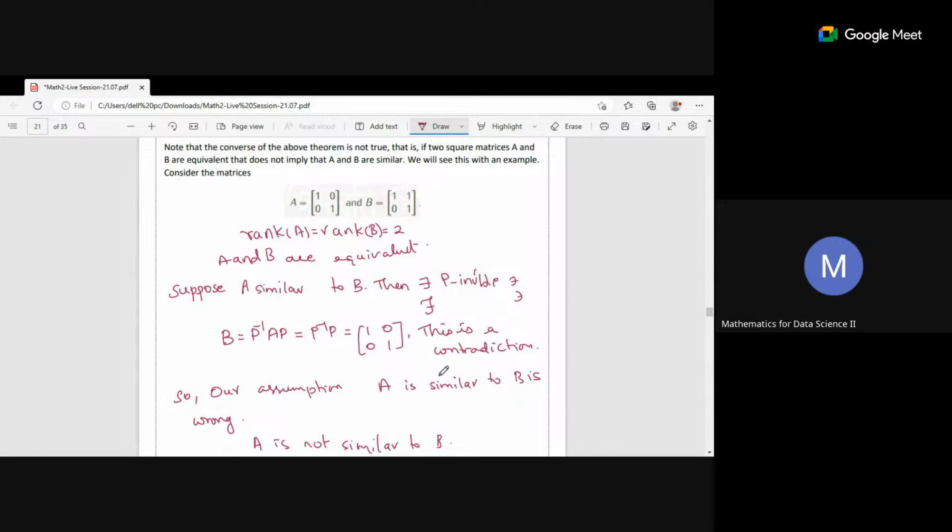Okay, the argument, is it clear? I have used a contradictory argument. I first assumed that they are similar, but then I arrived at a contradiction. It means my assumption was wrong. That is, A cannot be similar to B. Okay, is this argument fine? Yes. Okay.